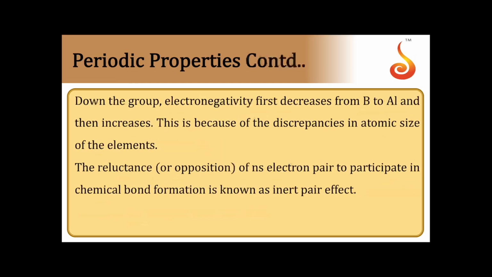Down the group, electronegativity is decreasing from boron to aluminum. Again we can see it slightly increasing. This is because we can see some discrepancies in the atomic size of these elements.